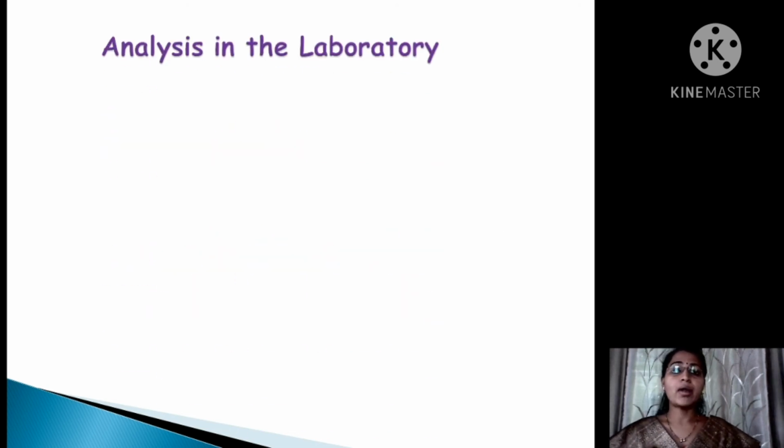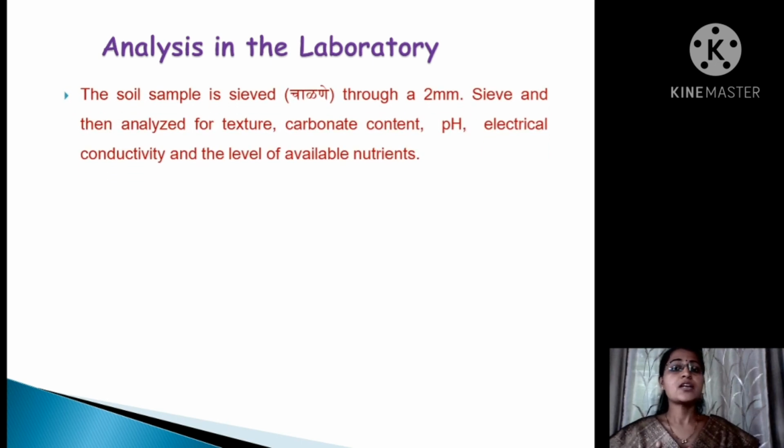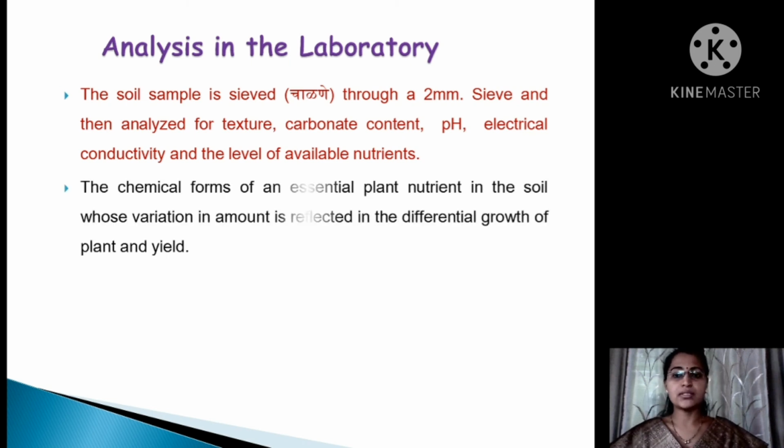Then we go for analysis in the laboratory. The soil sample is sieved. When our sample reaches the laboratory, what do they do? Firstly, they sieve the soil sample through a 2 mm sieve and then analyze for texture, carbonate content, pH, electrical conductivity, and the level of available nutrients.